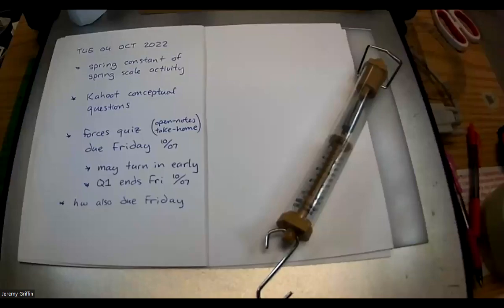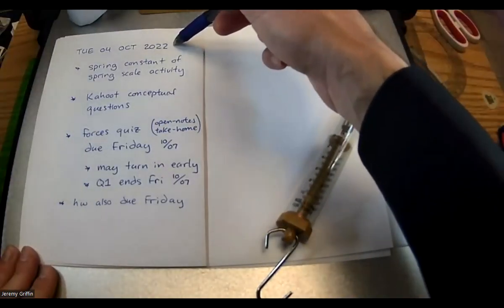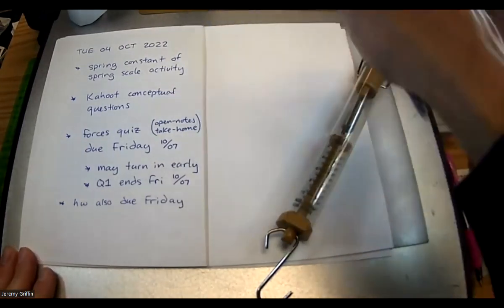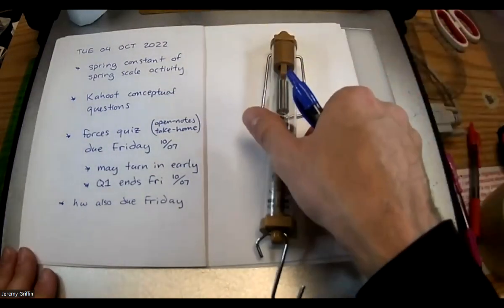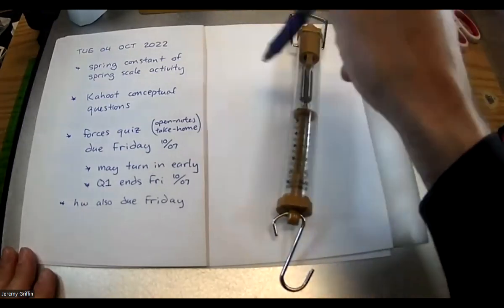All right, recording is rolling. It is Tuesday, October 4th. Here's our agenda today. We're going to start with the spring scale activity. You guys got some spring scales on your desk, right? Different color spring scales.